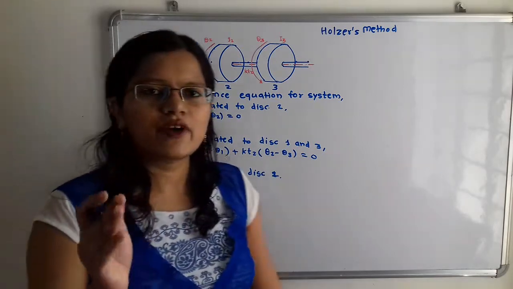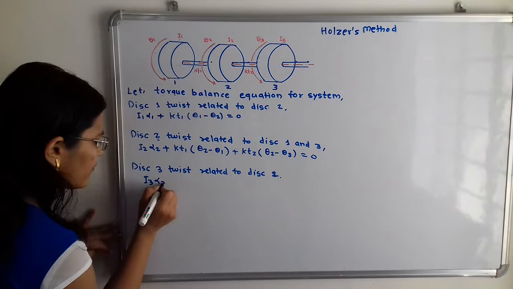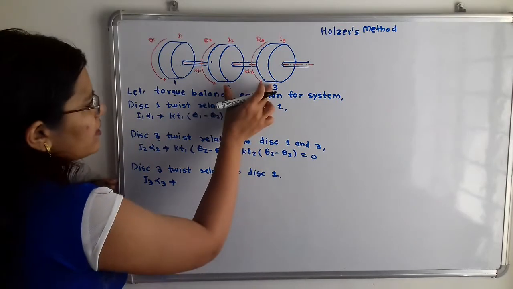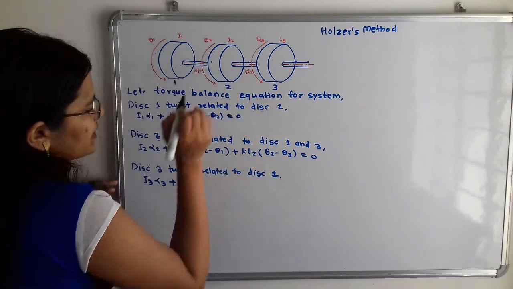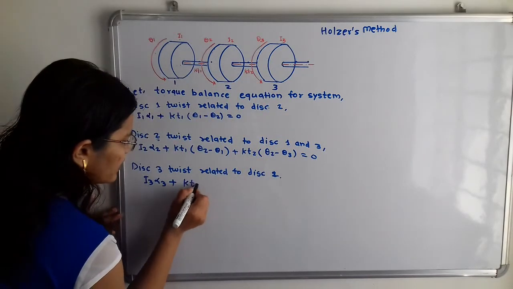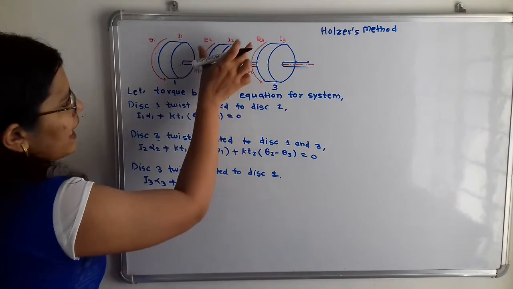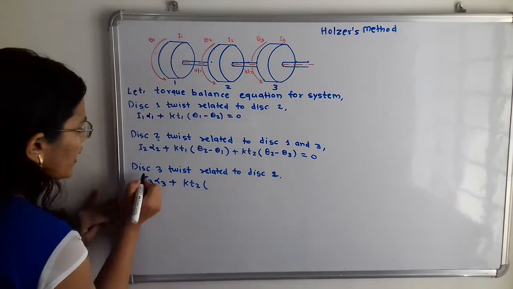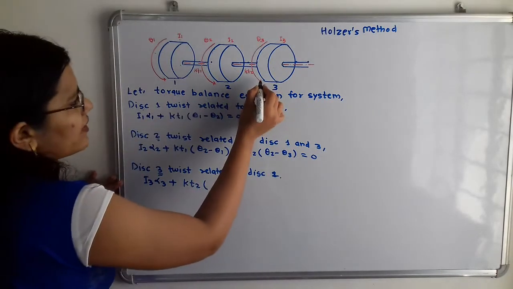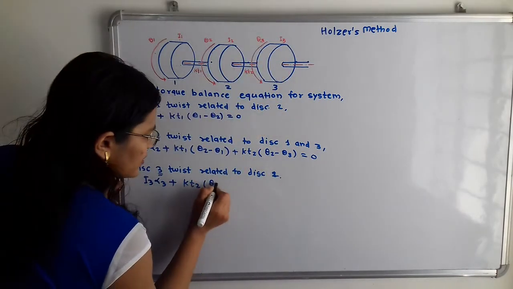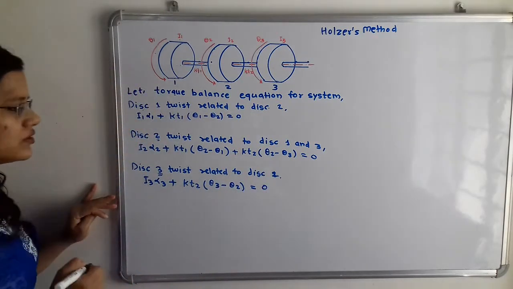Again write down the formula. For disc 3 we write I3 alpha 3 plus. Now these two discs are attached to the shaft of stiffness KT2, so write KT2, and we write the difference between the angular displacements. We find the torque balance equation for disc 3, so write theta 3 first, that is, theta 3 minus theta 2, which is equal to 0.